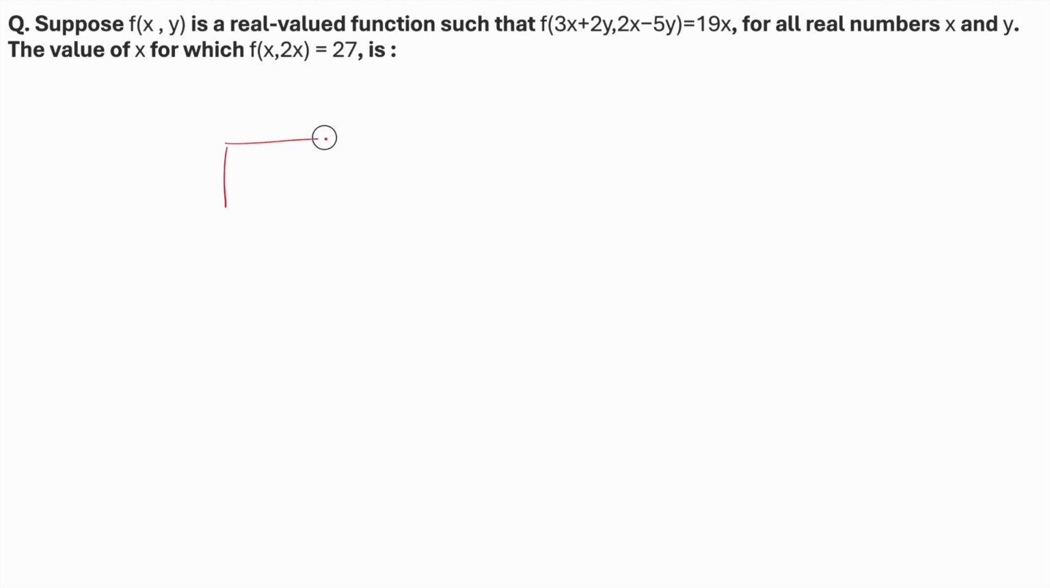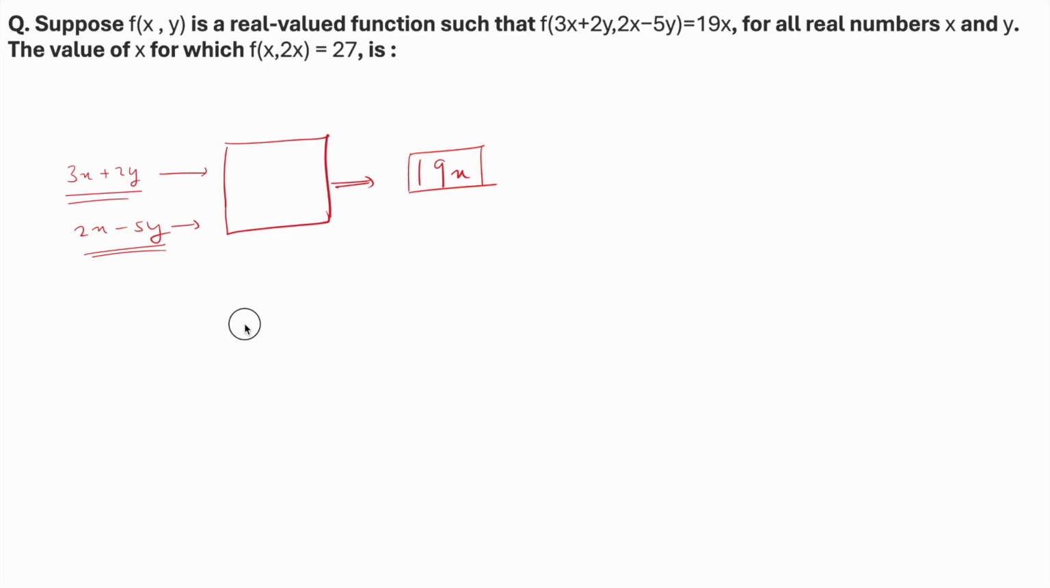Right, so basically we have a function here and the function will take two inputs. The first input is 3x plus 2y, the second input is 2x minus 5y, and it will generate some output. The value of the output shall be 19x.